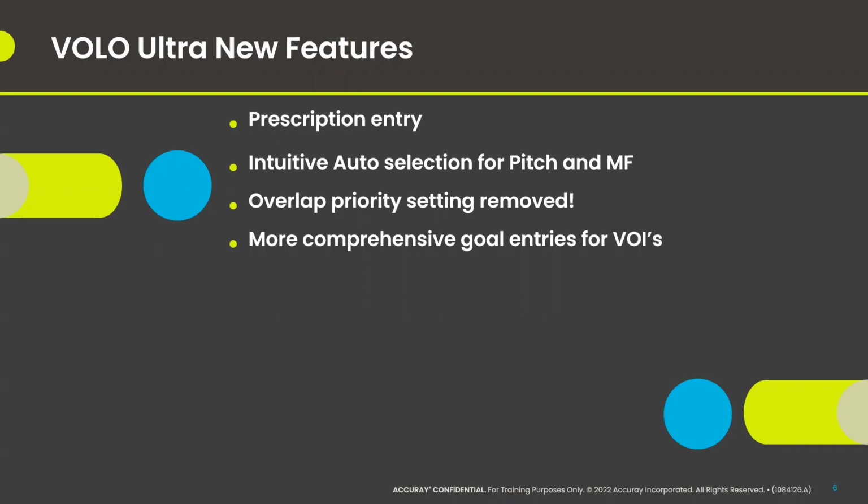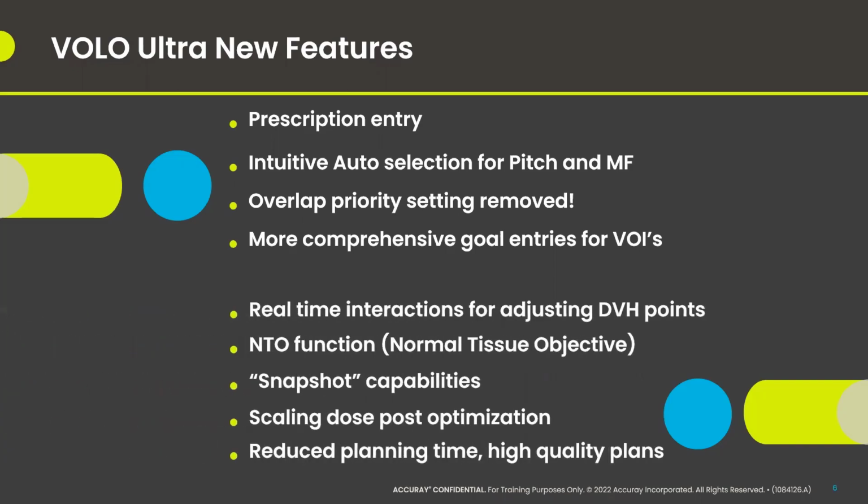right into planning. Another popular change has been the removal of assigning overlap priorities to your structures. Many of you know that this step can be time consuming, especially when you have a large number of structures to assign. So it's really no surprise that we've received very positive feedback for the elimination of this step. We've also changed the VOI goal entries. This is going to make it much more comprehensive for the planner.